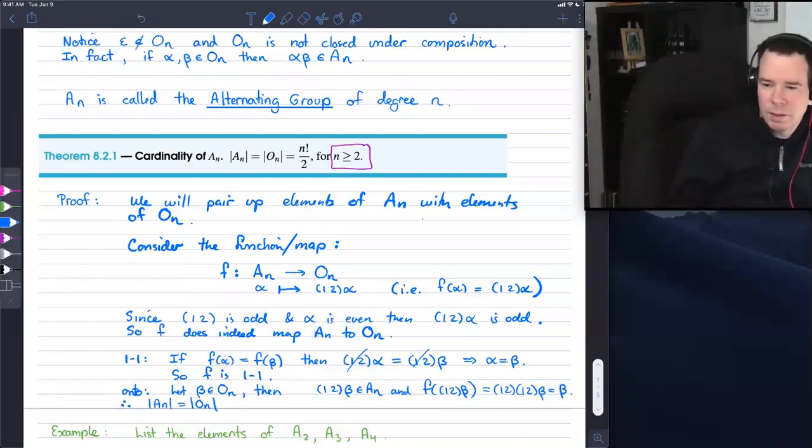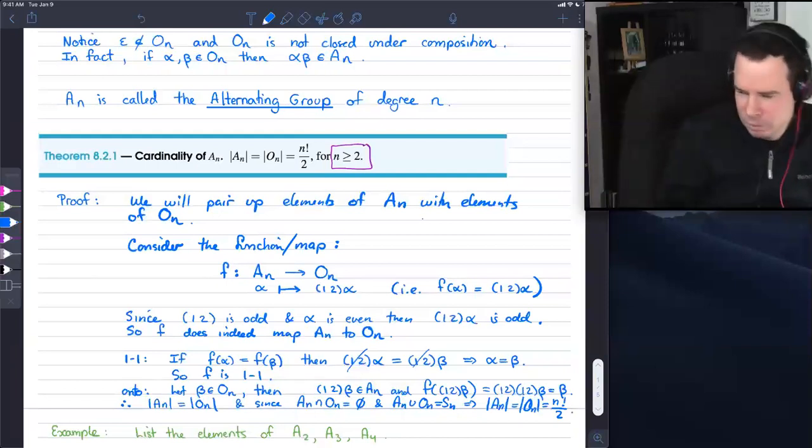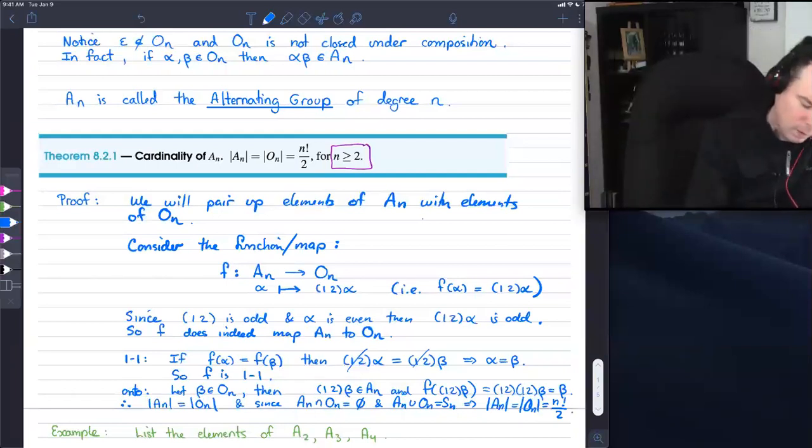That was our counting idea. If I can find a one-to-one correspondence, so a one-to-one and onto function between two sets, then they have to be the same size. So the cardinalities have to be equal. And since their intersection is empty and their union is Sn, that means that the size of An, which is the size of On, is exactly half the size of Sn. So it's n factorial over 2. And that's the end of our proof.